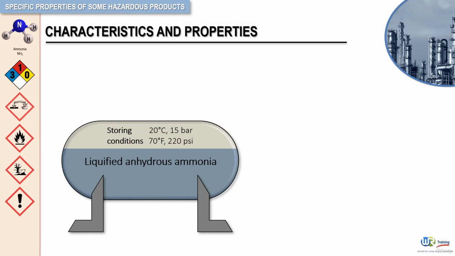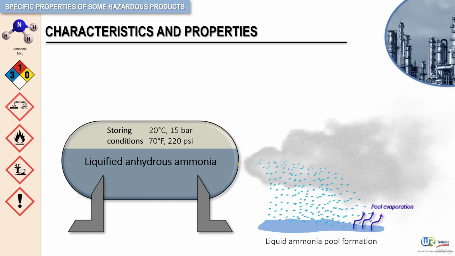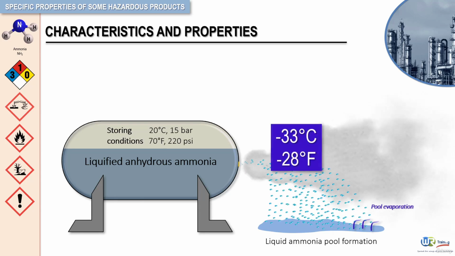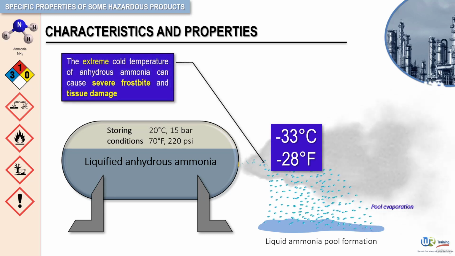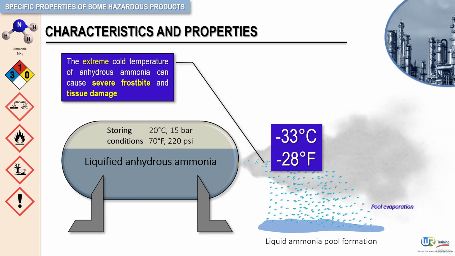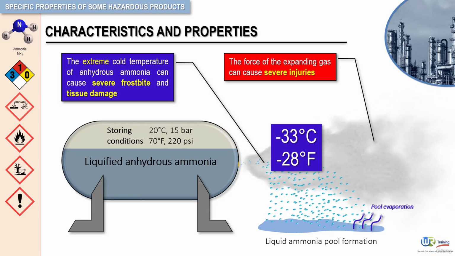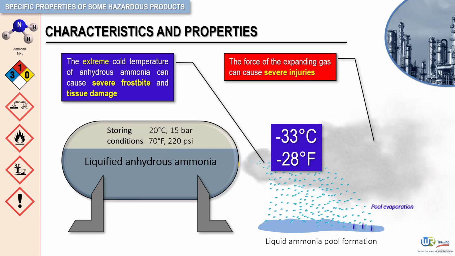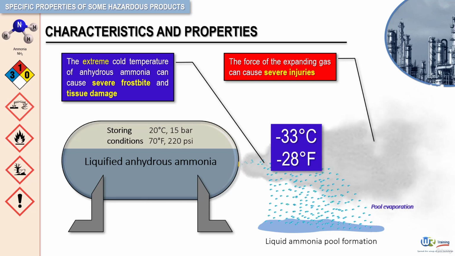If liquid anhydrous ammonia is allowed to escape into room temperature and pressure, it will rapidly transform into a gas, forcibly expanding in volume and instantly cooling to negative 28 degrees Fahrenheit. These extreme cold temperatures can cause severe frostbite and tissue damage. In addition, the rapid expansion and cooling of escaping anhydrous ammonia can cause severe injuries or death, and the caustic nature of ammonium hydroxide can cause burns and other health effects. This is why workers must always take proper precautions to avoid creating an anhydrous ammonia leak or other harmful exposure.